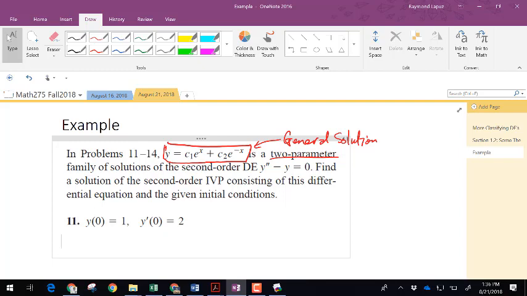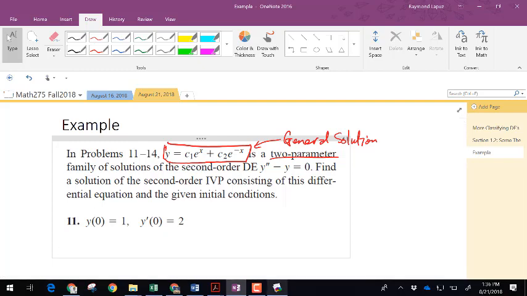Any ideas? We integrate y double prime? No. So let's say the integration's done. Somebody's already solved for this for us, and so we have the solution already. So we have a two-parameter family. We have a general solution. Now I want a specific solution that fits my initial conditions.